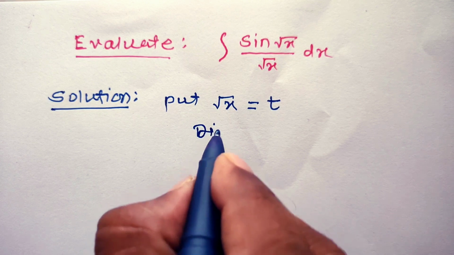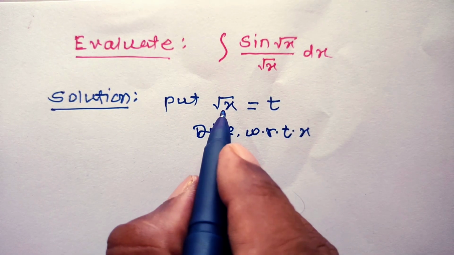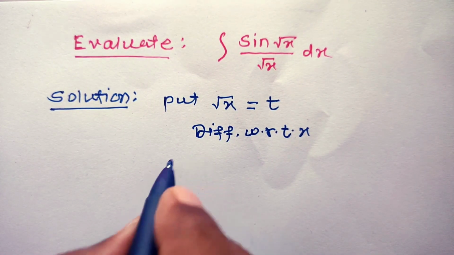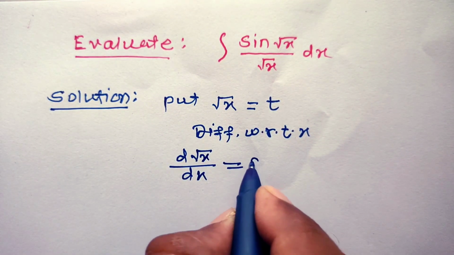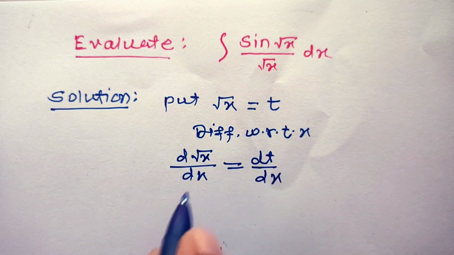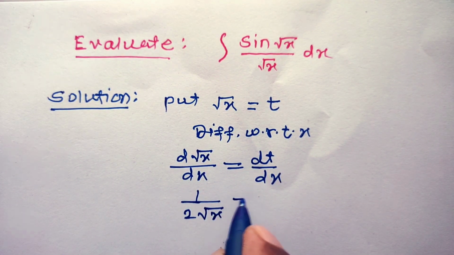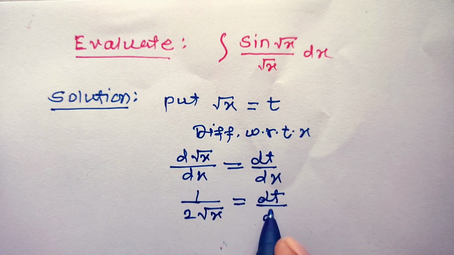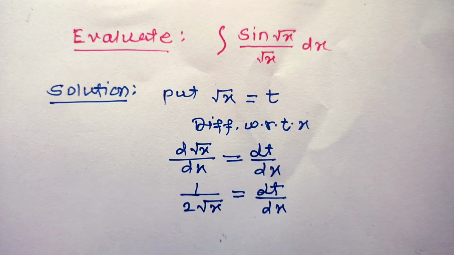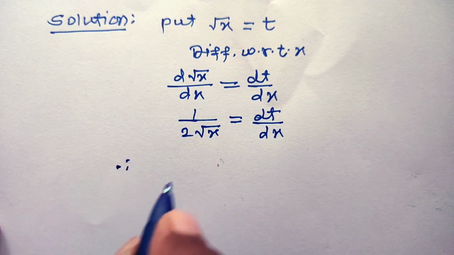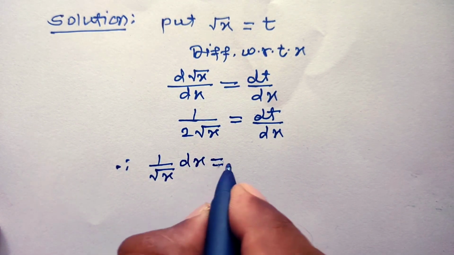Now differentiate this with respect to x. Hence, derivative of square root of x with respect to x is equal to derivative of t with respect to x. Derivative of square root of x is 1 upon 2 into square root of x, is equal to derivative of t with respect to x. Now take this dx on this side and this 2 on this side. Hence this can be written as 1 upon square root of x into dx is equal to 2 dt.